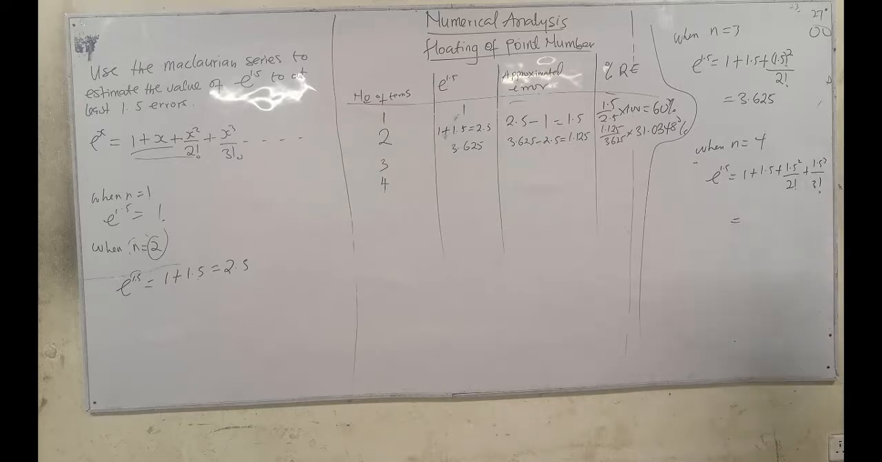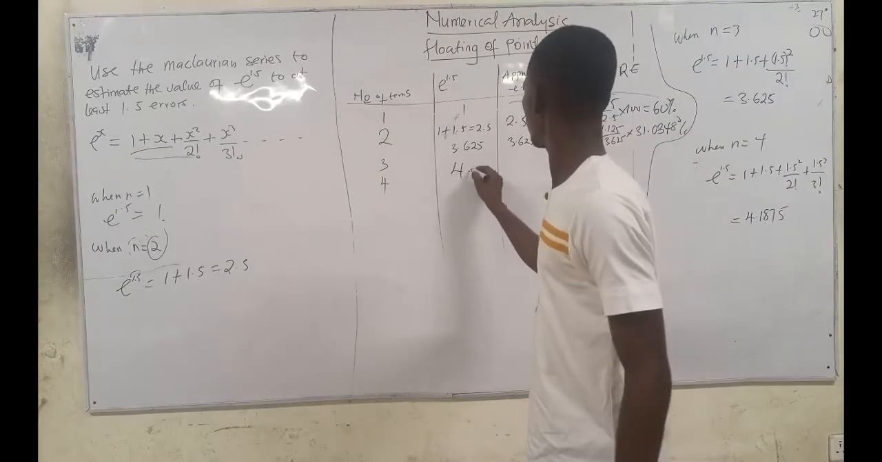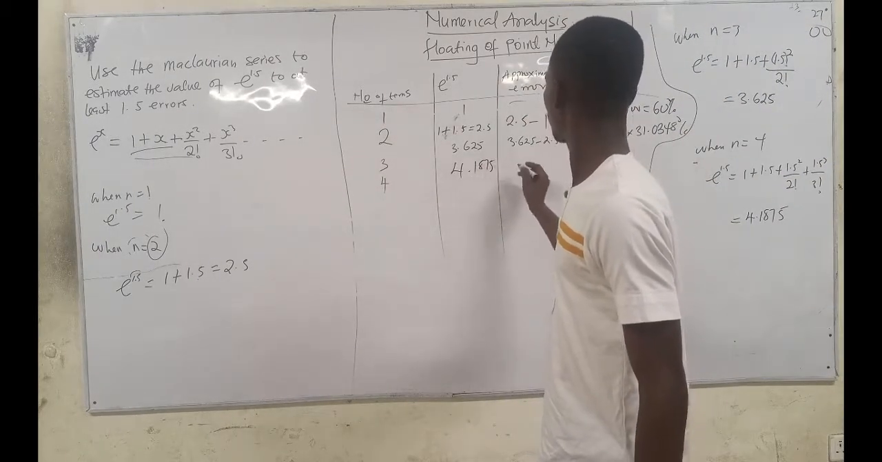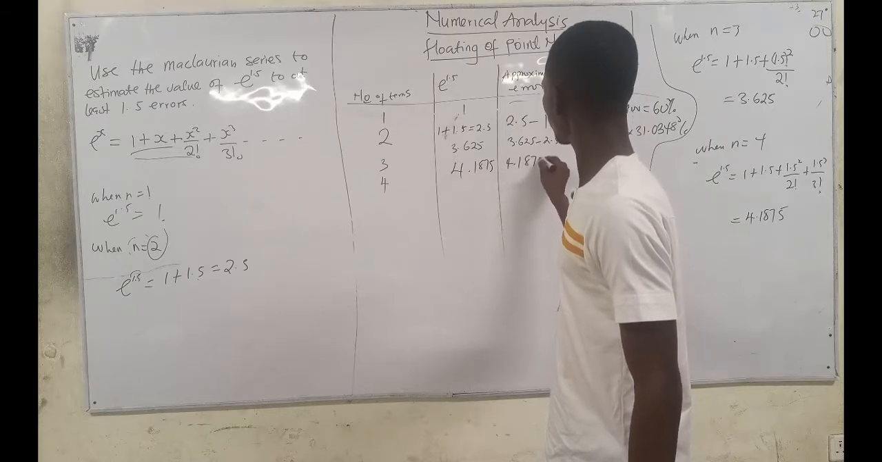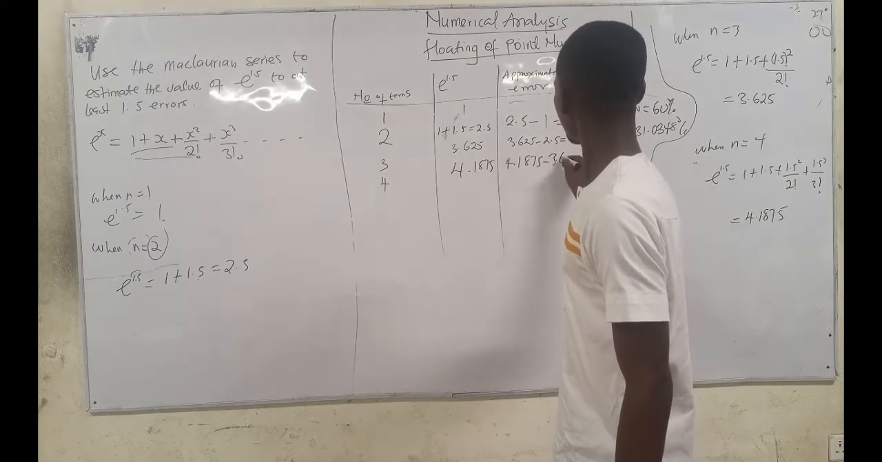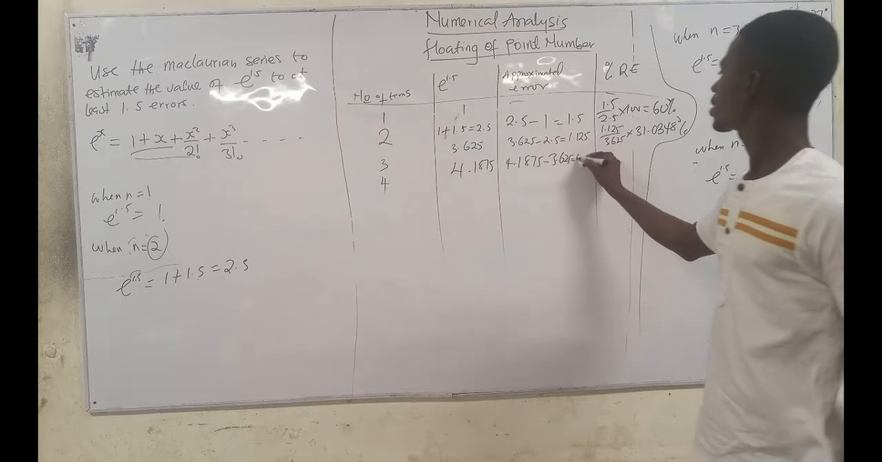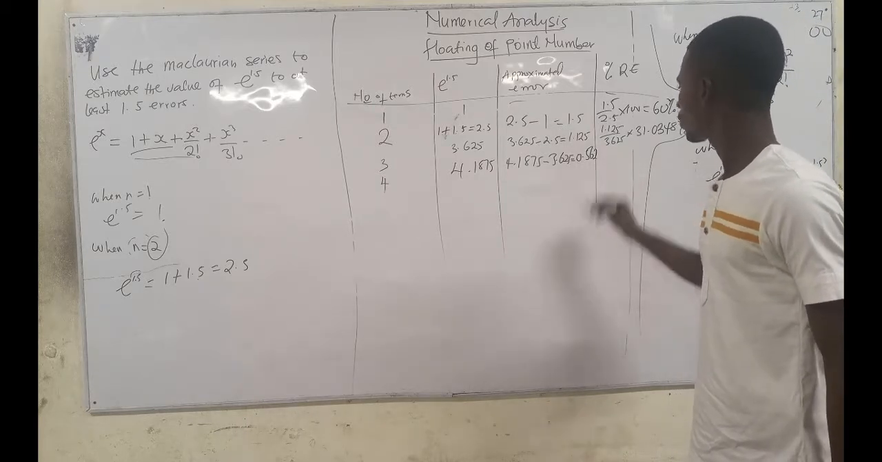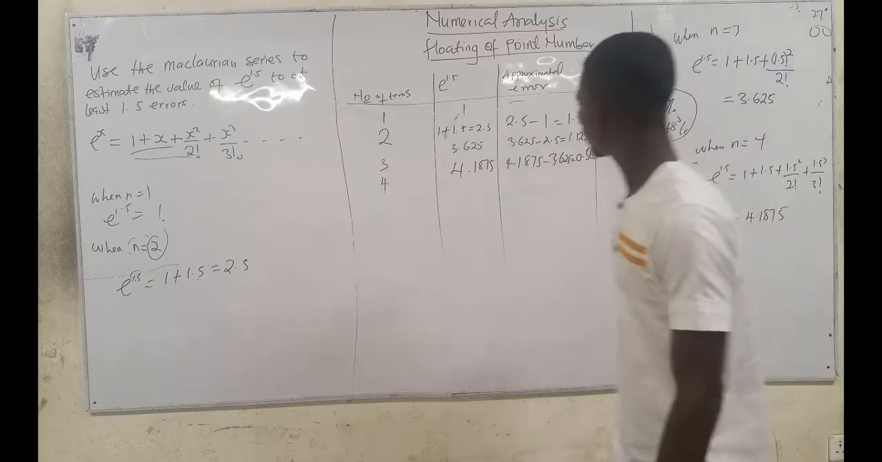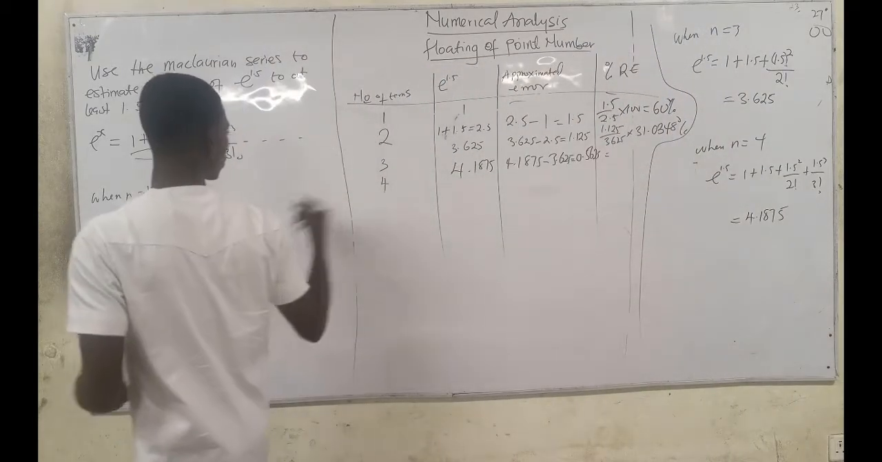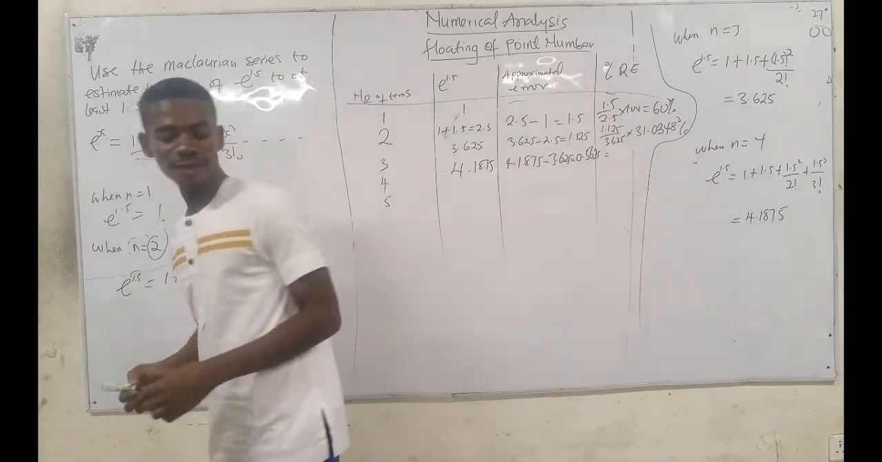Now what are we getting? 4.1875. So 4.1875 minus 3.625. What do we get? 0.5625. So you convert that one to an error percentage. How about 5? Calculate the 5th term and solve with the error.